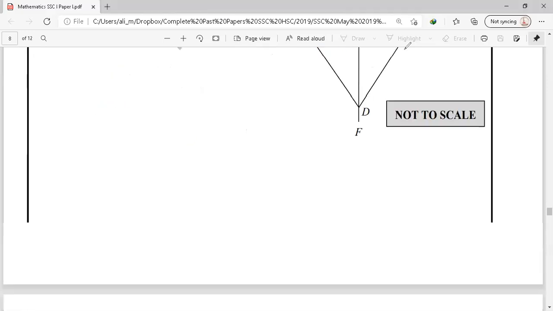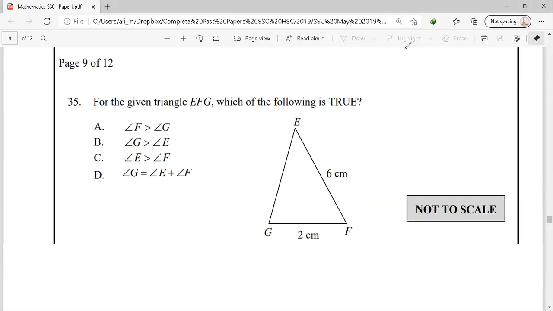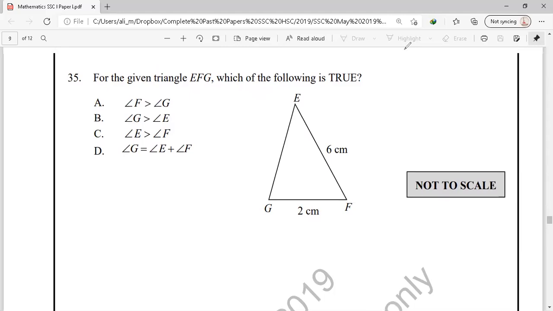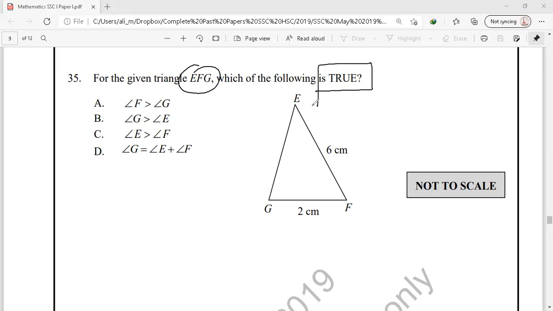Let's move toward the last question of this year's exam paper, in which we have our triangle EFG, and we have to identify the true statement.